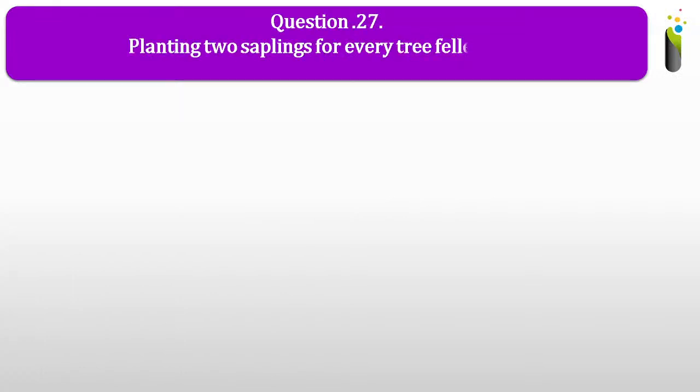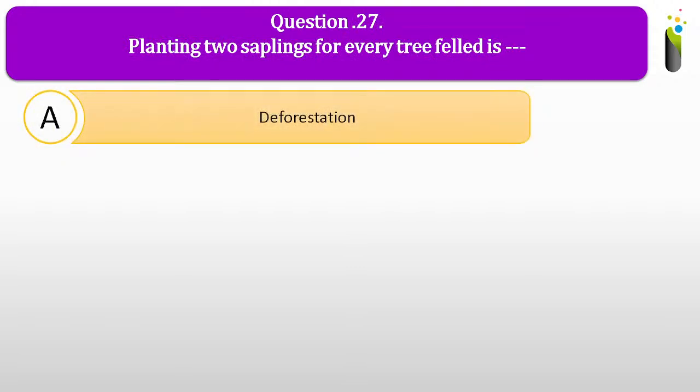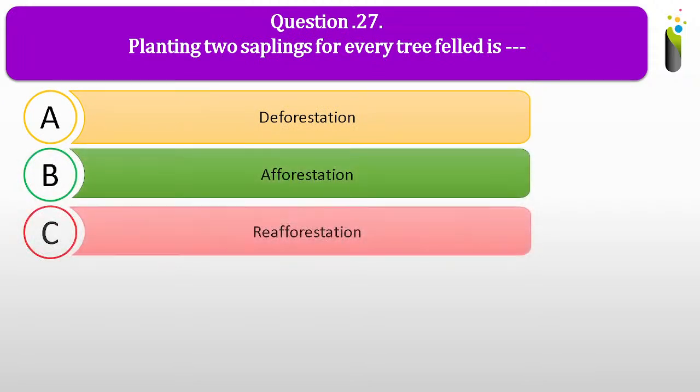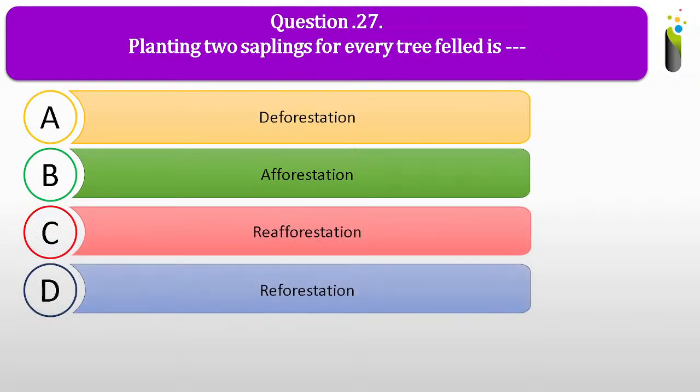Question number 27. Planting two saplings for every tree felled is dash. A. Deforestation. B. Afforestation. C. Reforestation. D. Reforestation. And the time starts now.